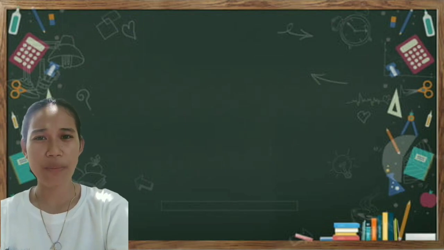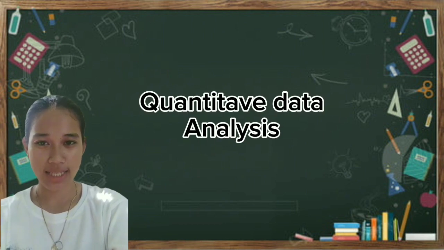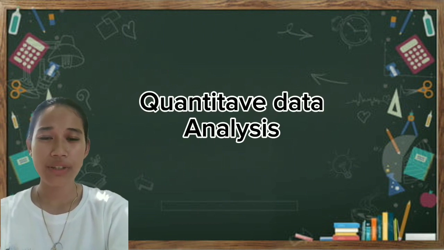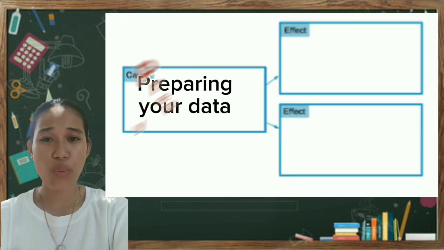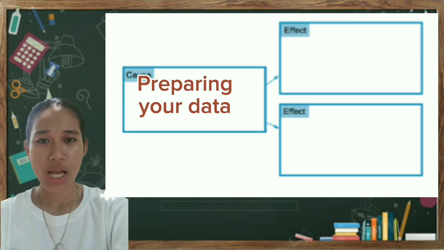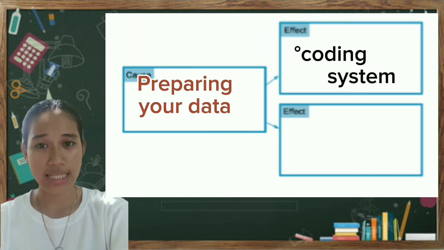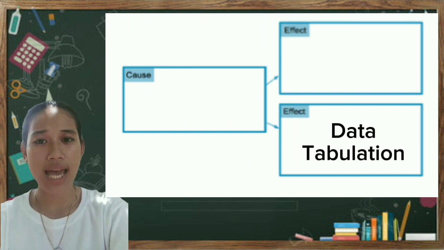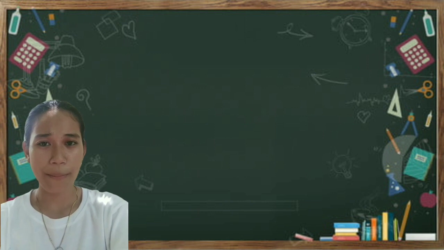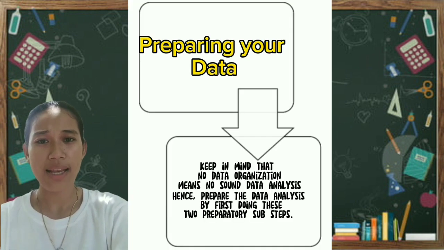In this video, I would talk about quantitative data analysis. Now, there are different steps in quantitative data analysis. The first one is preparing your data. In this step, you have to do either a coding system or data tabulation, and in some instances, you will need both of them. Keep in mind that no data organization means no sound data analysis.